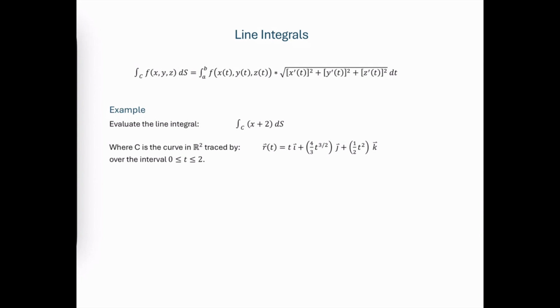Evaluate the given line integral. In order to use this formula to evaluate the line integral, we're going to need to take a look at the curve C over which we are integrating.